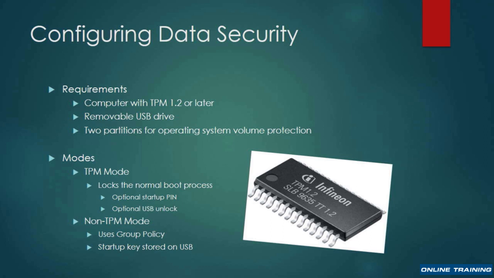The 2 modes: TPM mode, with a TPM chip, will lock the normal boot process. There is an optional startup PIN. There's an optional USB unlock. Non-TPM mode is storing the startup key on a USB, and we have to use group policy to even be able to configure non-TPM mode.